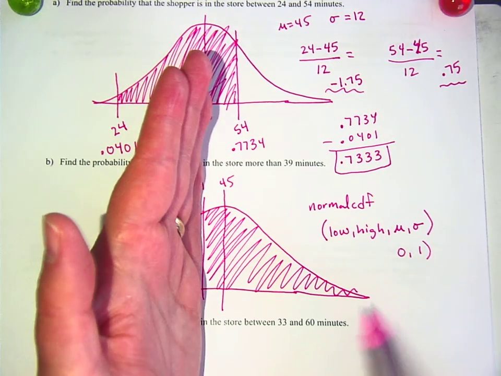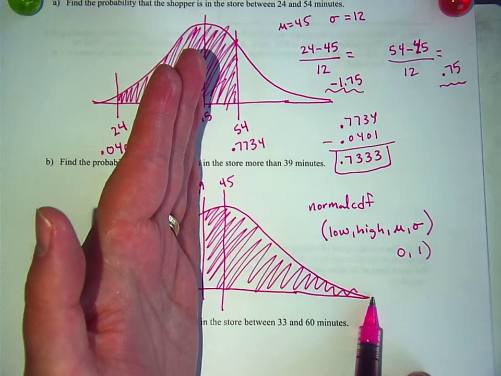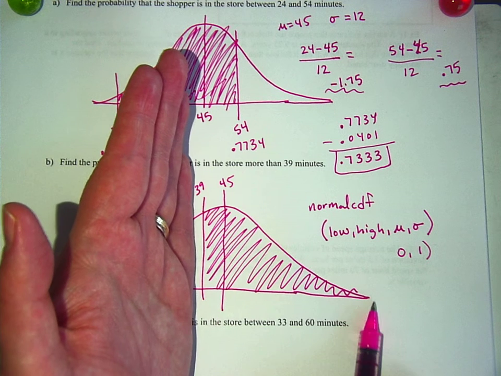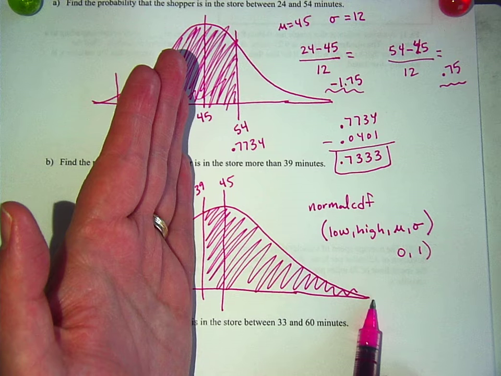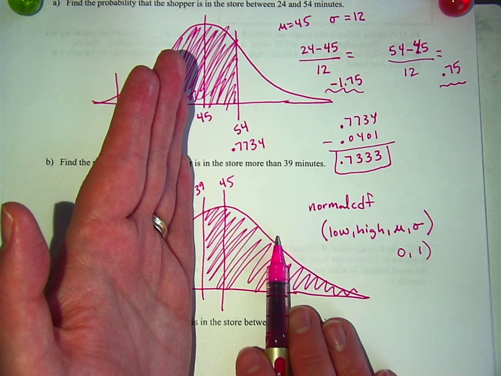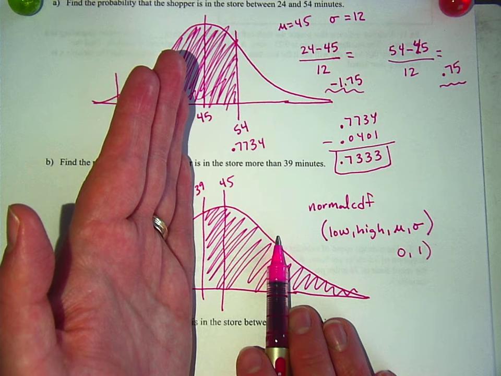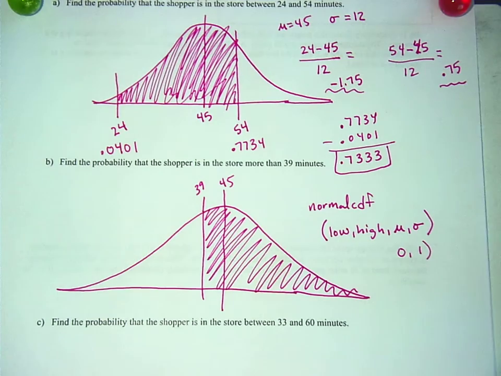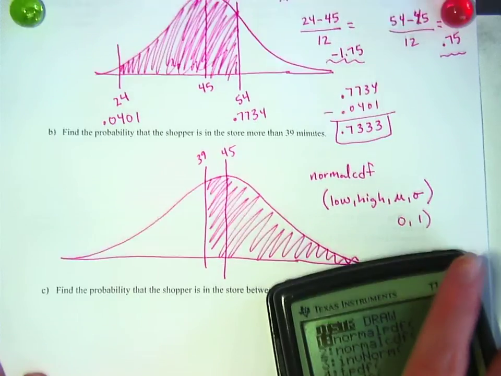What's the high point here? How high does this go? Like, if this is 39 minutes in the store, what's the longest you could spend in the store? 60? I think 60 would be maybe about here. Huh? It's unlimited, right? And so we're just going to grab a really large number just to make it seem, I mean, we can't write infinity in our calculator, but we can write something close.